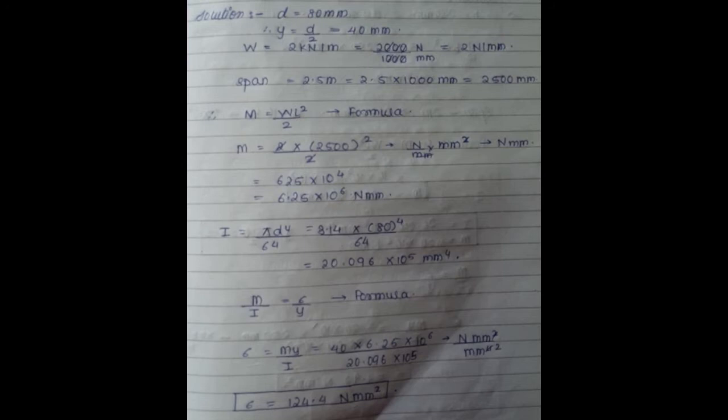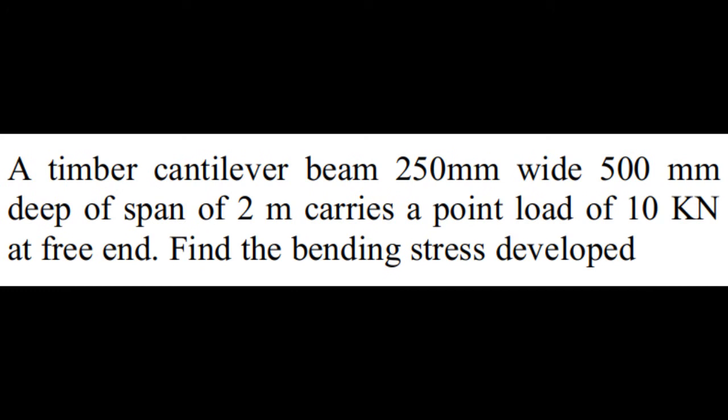Now we have to apply the basic formula M by I is equal to sigma by Y, or sigma is equal to My by I. So put the value of M, y and I, and we get the value of the bending stress as 124.4 Newton per millimeter square. Let us see another question.